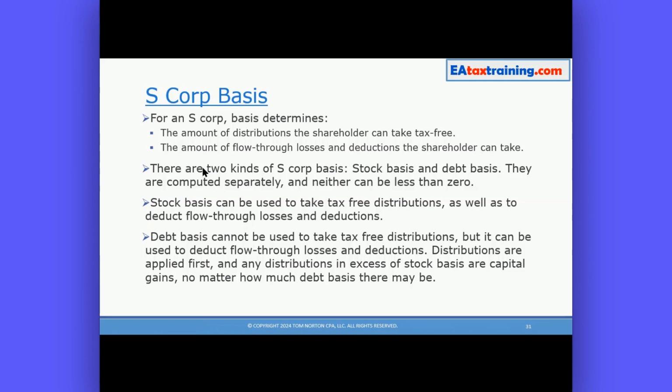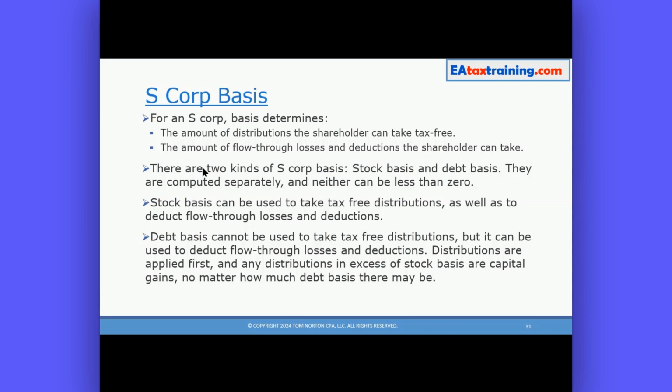They don't have stock, but it is their basis in the capital of the partnership. With an S Corp, we have that similar concept, stock basis, but then we also have this additional concept of debt basis. Those two things are computed separately and they can never be less than zero. Stock basis can be used both to take tax-free distributions as well as to deduct flow-through losses and deductions from the S corporation. Debt basis cannot be used to take tax-free distributions. So debt basis is not for tax-free distributions, but it can be used to deduct flow-through losses and deductions.